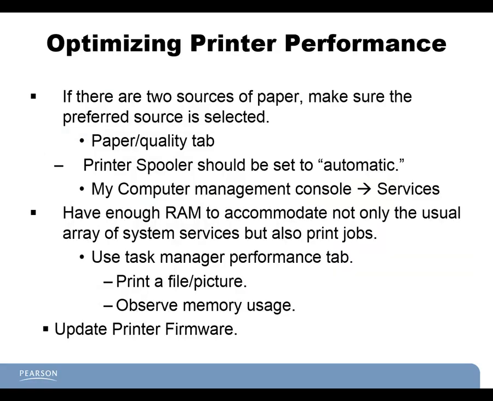So there are several things you can do to optimize your printer performance. One thing is to make sure that you have enough RAM to accommodate the print jobs. If there's updated firmware for your printer, you might run it. It might add features. Generally, they say set the spooler to automatic. Let the software and the printer figure out the spooler on their own instead of trying to set it. And if you have more than one source of paper, like I said earlier, make sure you pick the proper source.